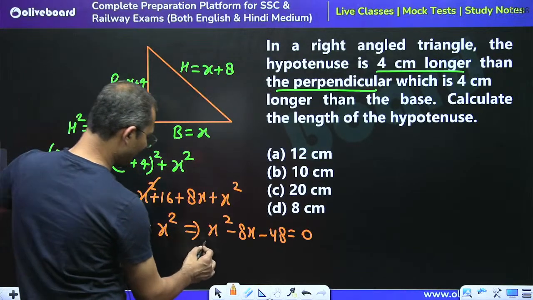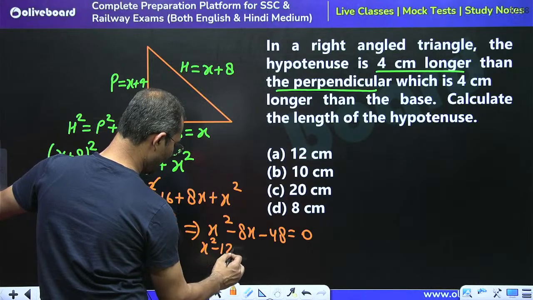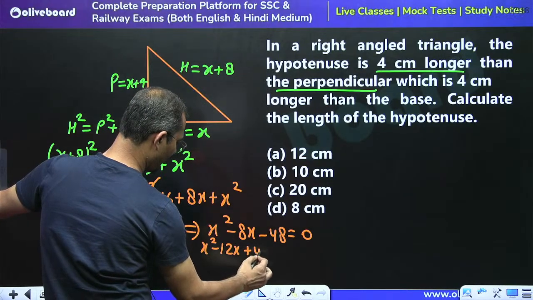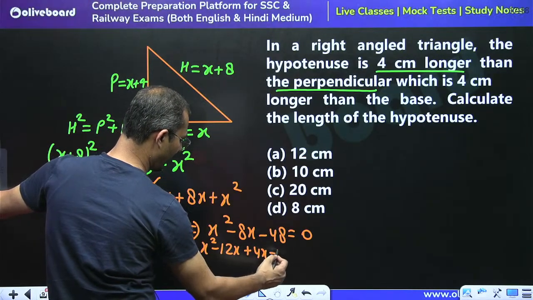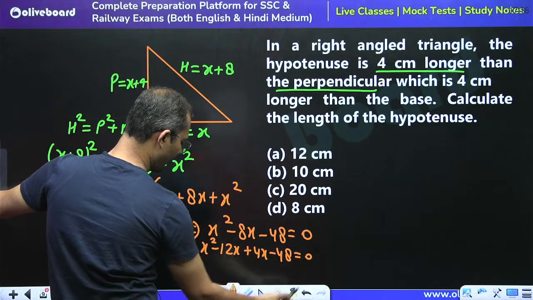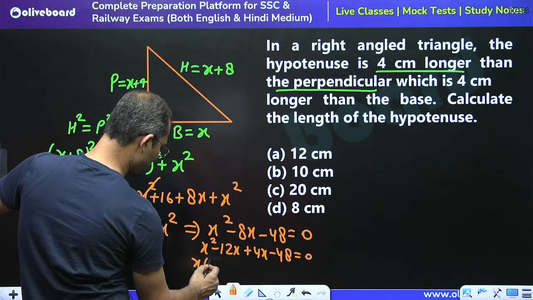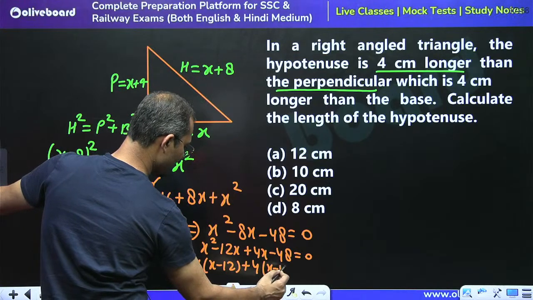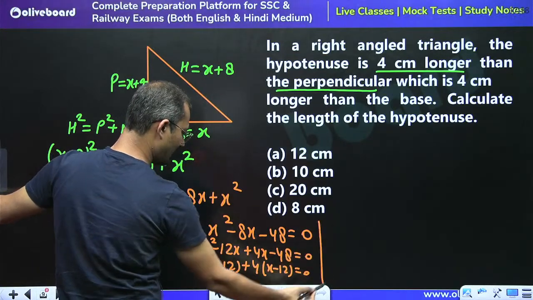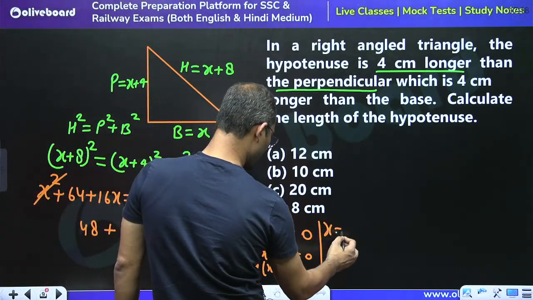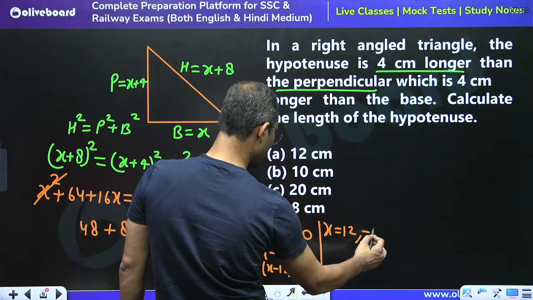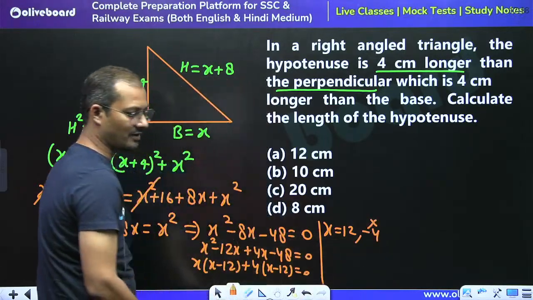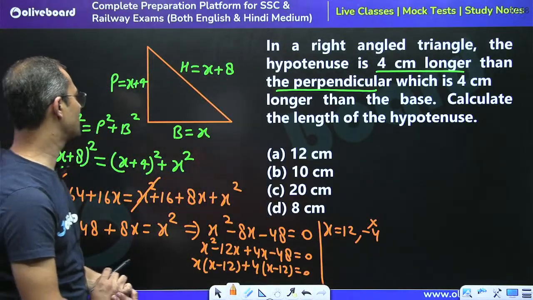So here we can say x square minus 12x plus 4x, since 12 fours are 48, right? So taking x common, x minus 12 plus 4 times x minus 12, right? After solving, x is equal to 12 and minus 4. Not taking the negative value, x is equal to 12.